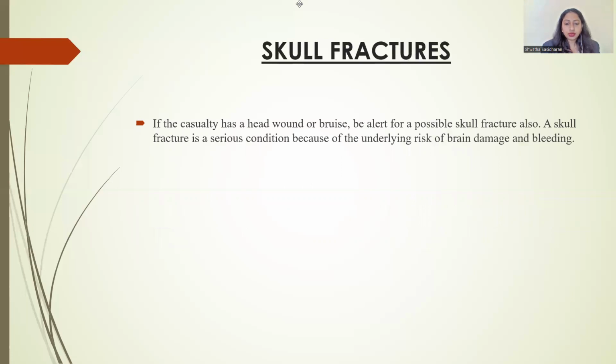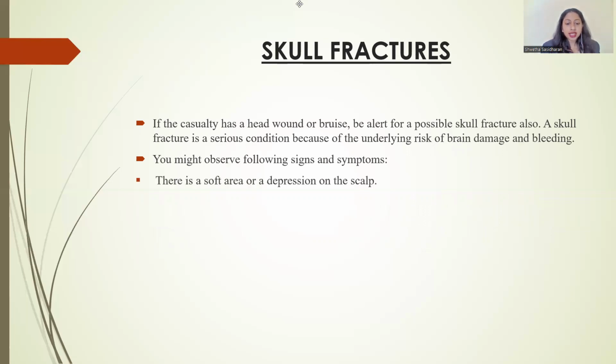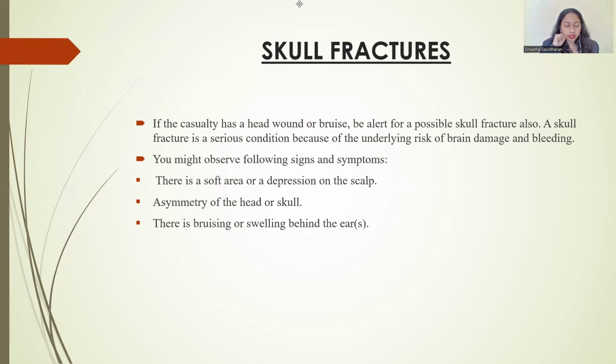If the casualty has a wound or bruise, be alert for any possible skull fracture. The skull fracture is a serious condition because of the underlying risk of brain damage and bleeding. So what signs and symptoms do we have to look for? First, see whether there are any depressed areas on the scalp. Is there an asymmetry, whether the skull is the same size or different in size or shape? Is there bruising or swelling behind the ear? We have something known as the mastoid process, which is right behind the ear. That area can also have swelling and bruising, which can be a definite sign of skull fracture.